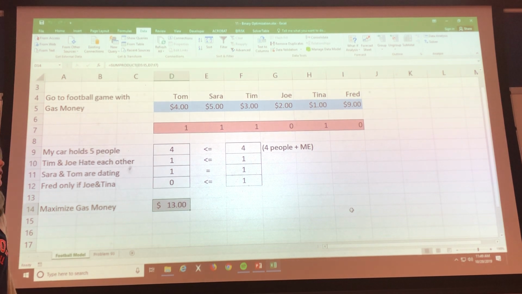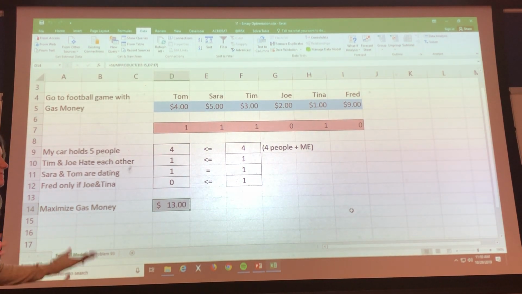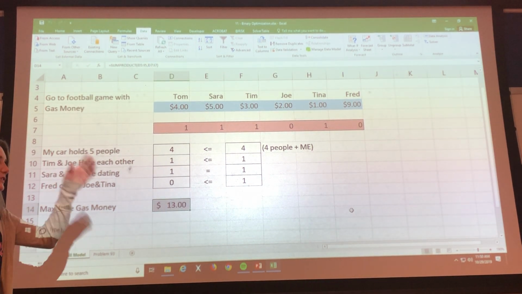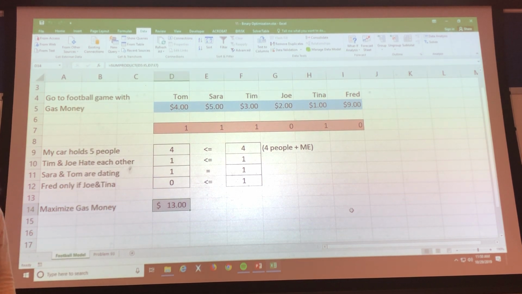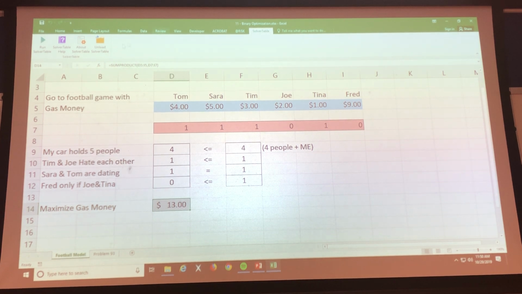And that's why, even though he offered the most money, he didn't get to go, because in total you could only do the 3 people, and you were only going to get $12 instead of $13. Although he would have more legroom, but that's all. We didn't put that into the Solver model. So then the question comes up, how much would Fred have to pay if he really wants to go to the game? How much is Fred going to have to give us in gas money in order for us to include Fred in the set of people that's going? Well, we would do what any good business major does and go run Solver Table to figure out how much Fred needs to give us.